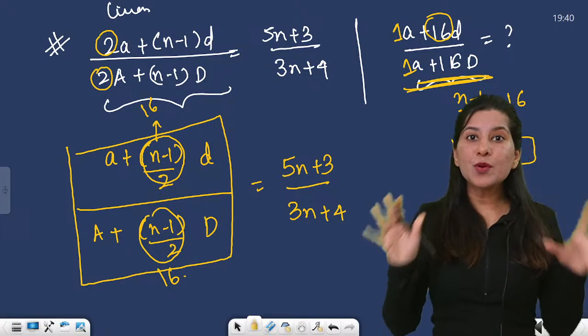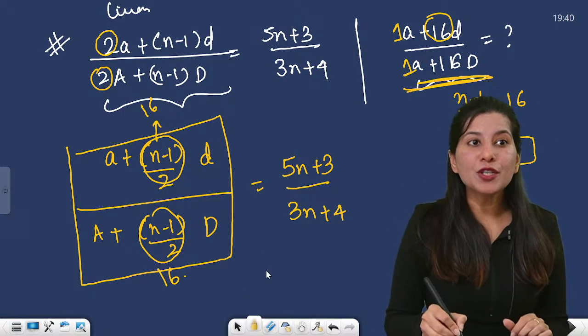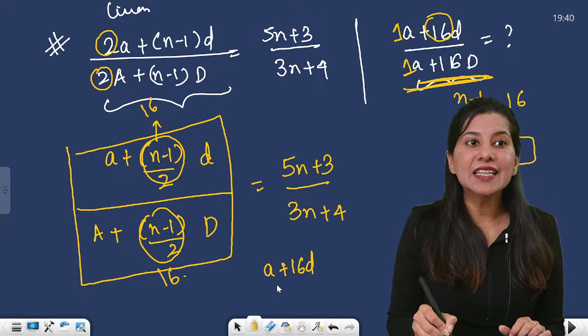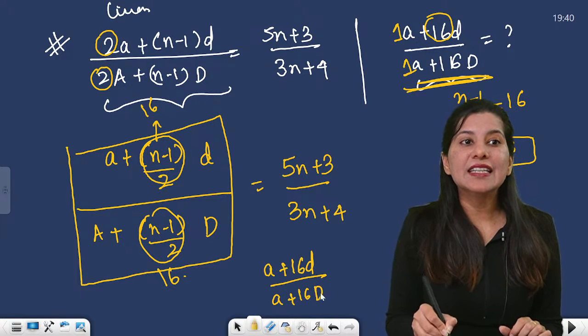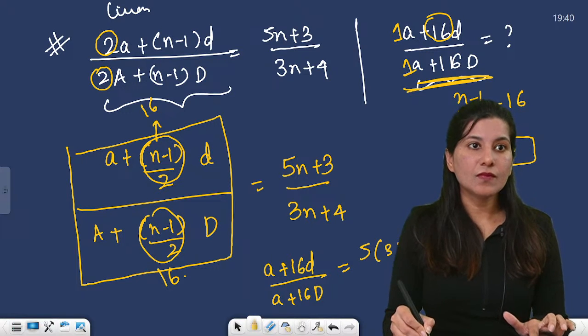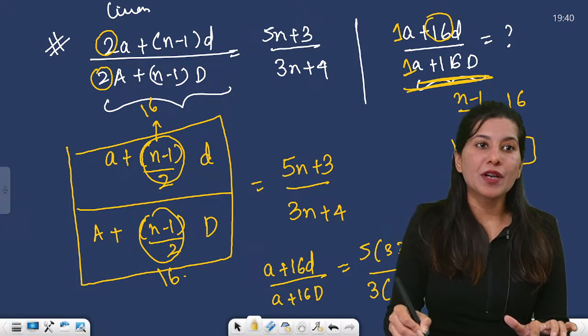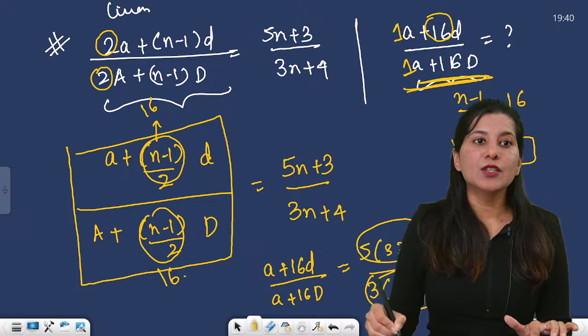The moment I put n equals 33, my left hand side will become what? You're going to tell me (a plus 16d) upon (a plus 16d). And on the right hand side, 5 times 33, 3 times 33 plus 4. The moment you solve it, you will get your answer.